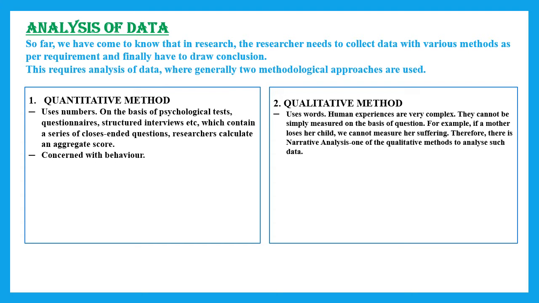Quantitative method is concerned with behavior and qualitative method is concerned with meanings. Quantitative method begins with hypothesis, and qualitative method induces hypothesis from data. This is one of the most important differences between quantitative and qualitative method.